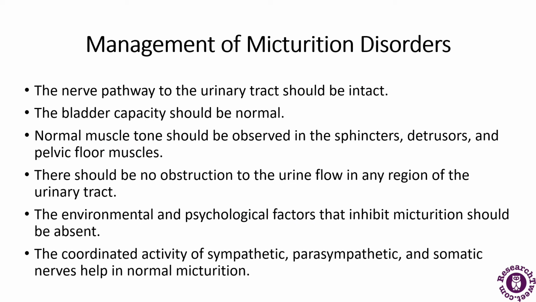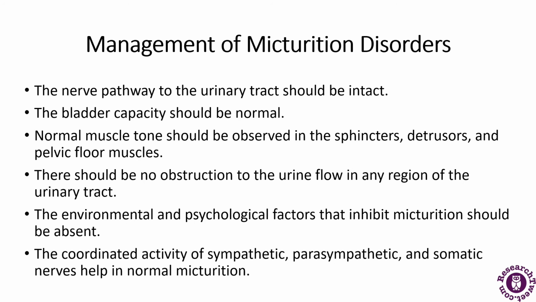Now, what is the management of these micturition disorders? The nerve pathway to the urinary tract should be intact, and the bladder capacity should be normal. There should be normal muscle tone in the sphincter, detrusor, and pelvic floor muscles. There should be no obstruction to the urine flow in any region of the urinary tract. The environmental and physiological factors that inhibit micturition should be absent. And the coordinated activity of sympathetic, parasympathetic, and somatic nerves helps in the normal micturition process.